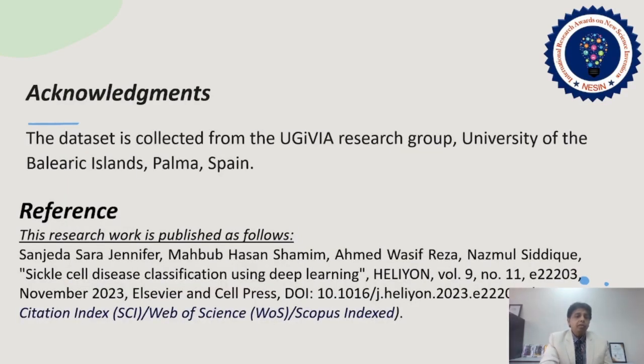So we'd like to thank this UGVIA research group. The dataset is collected from this UGVIA research group from Spain. And this research work is published as follows. It is shown in the slide. It is published in Heliyon, Elsevier and Cell Press, which is indexed in Science Citation Index, Web of Science, and Scopus Index.